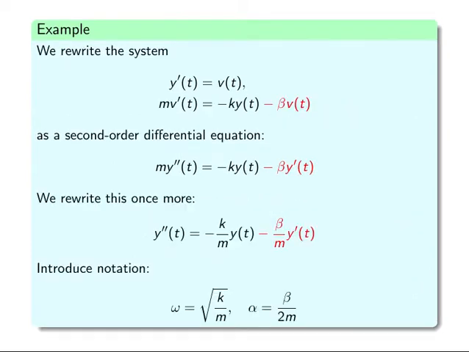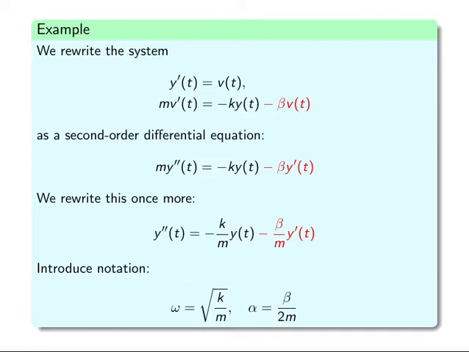Okay, let's take a look at the system. You've got y'(t) = v(t), and m v'(t) = -k y(t) - beta v(t). We can rewrite the system as a second order differential equation: m y''(t) = -k y(t) - beta y'(t).